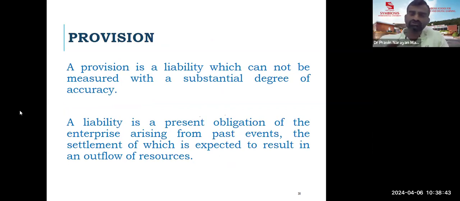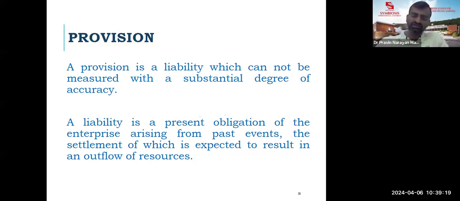So provision is a liability which cannot be measured with a substantial degree of accuracy. A liability is a present obligation of the enterprise arising from a past event, the settlement of which is expected to result in an outflow of resources. So depreciation is a provision. Please note down, depreciation is a provision and it is a non-cash expense.